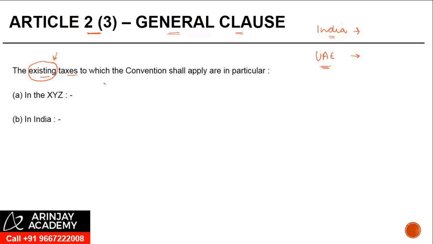The existing taxes to which the convention shall apply are in particular in the state XYZ. In our case, XYZ stands here for UAE, and then you will have a whole list of taxes. In India, again, you will have a whole list of taxes.